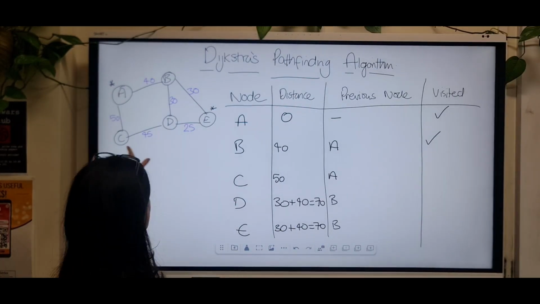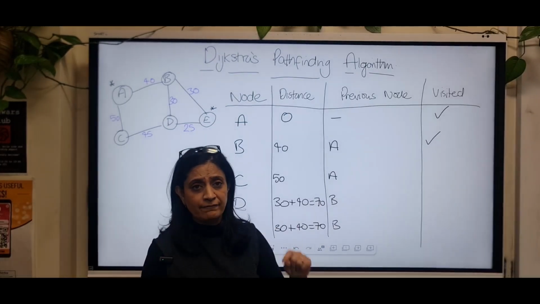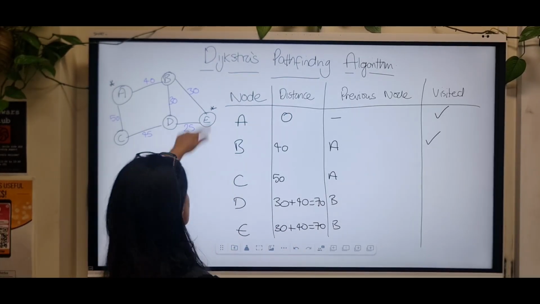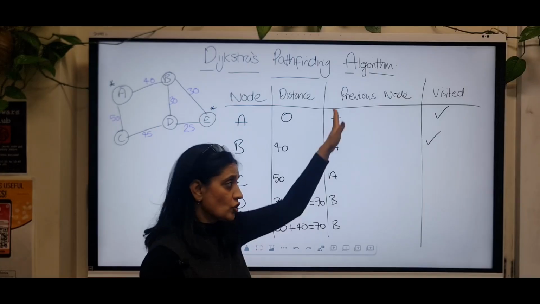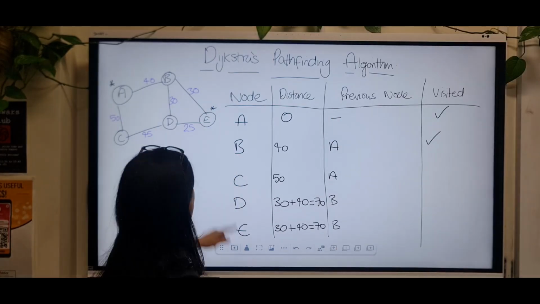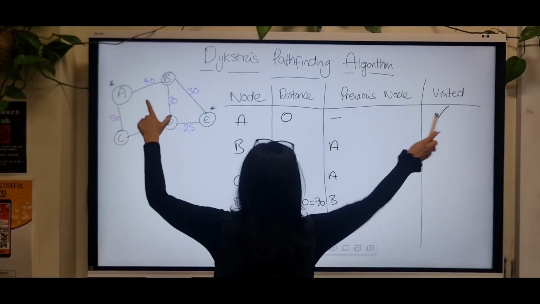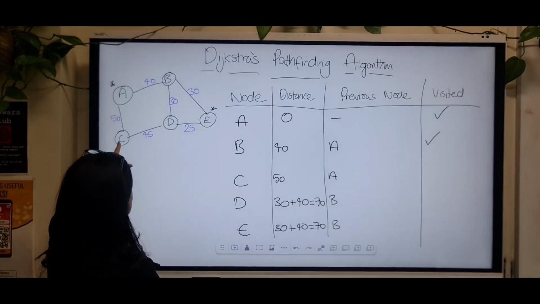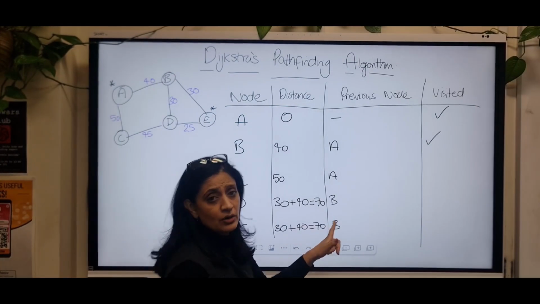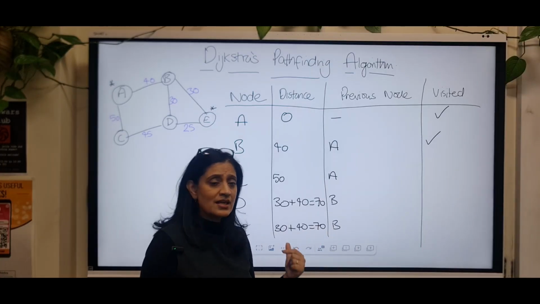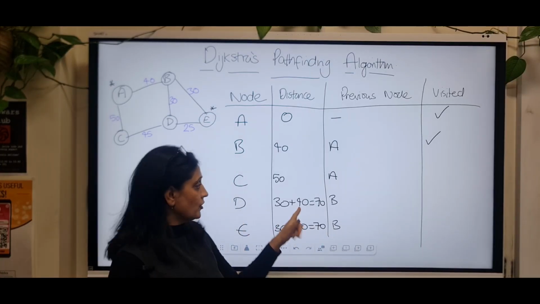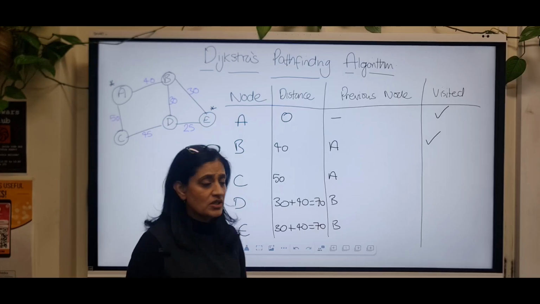We can now look at C, because we do have to check every single node. We cannot just read this visually and work it out. We have to show our full working out. So we're going to look at C. C is connected to A, but that's visited. So we're not going to go backwards. C is also connected to D. We have a calculation, but C to D could be of a shorter distance. So we need to check that.